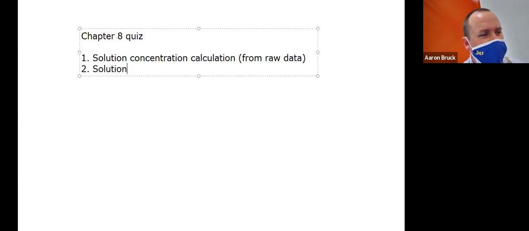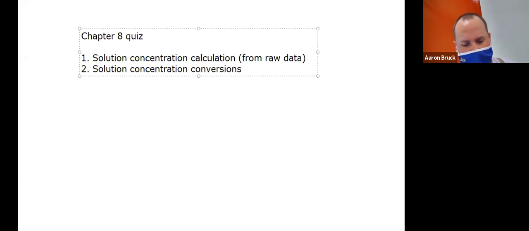The second one is something that we've only talked about in passing. We haven't actually done examples of it. And so one of the things we're going to do today is a definitive example of this. Conversions of solution concentration, in particular going from percent to molarity or molarity to percent.